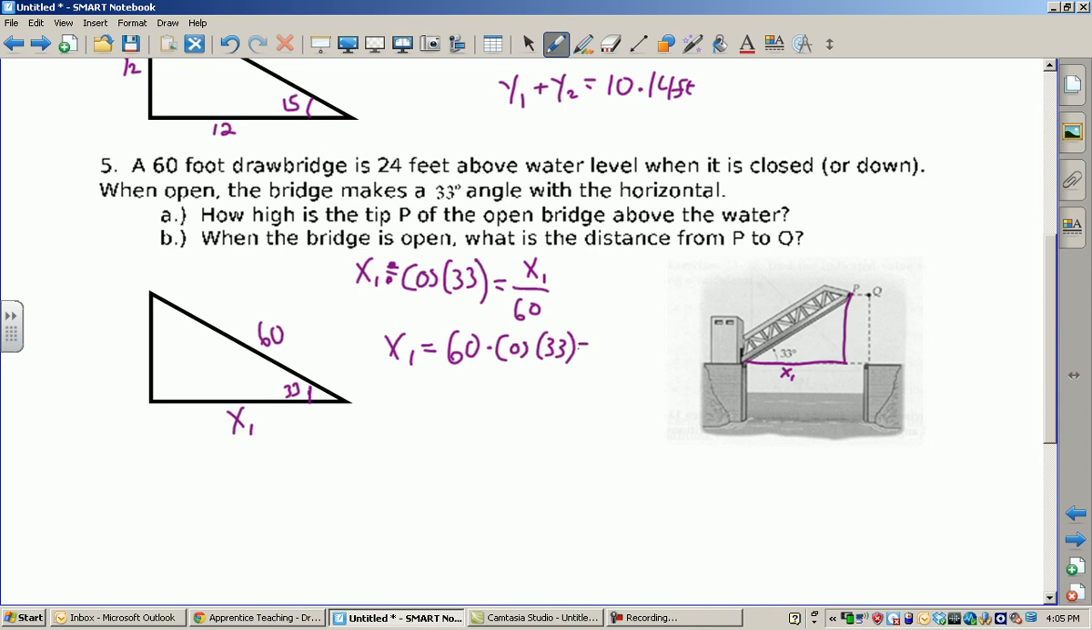When I type that into my calculator, I get 50.32. So x1 is 50.32. I know when the drawbridge shuts that I have to be able to drive across anyways, so I know the total distance to be 60. I know this guy right here to be 60 feet. That means the distance between point P and point Q is 60 minus 50.32, which is equal to 9.68 feet.